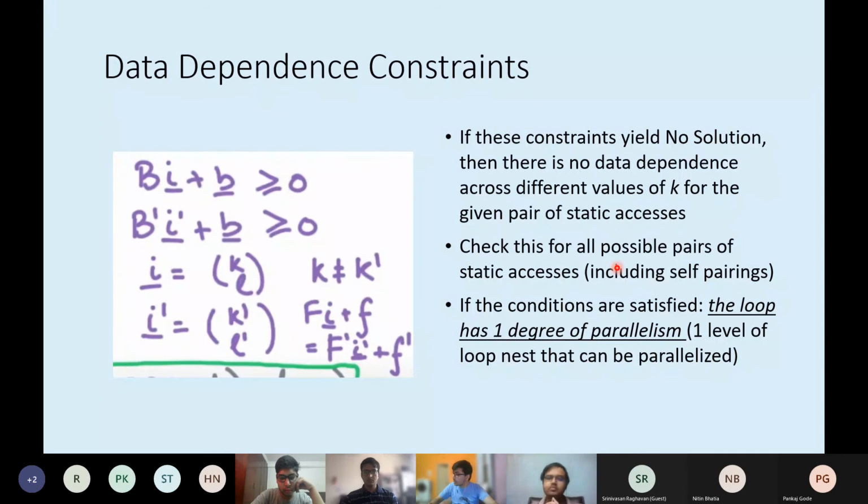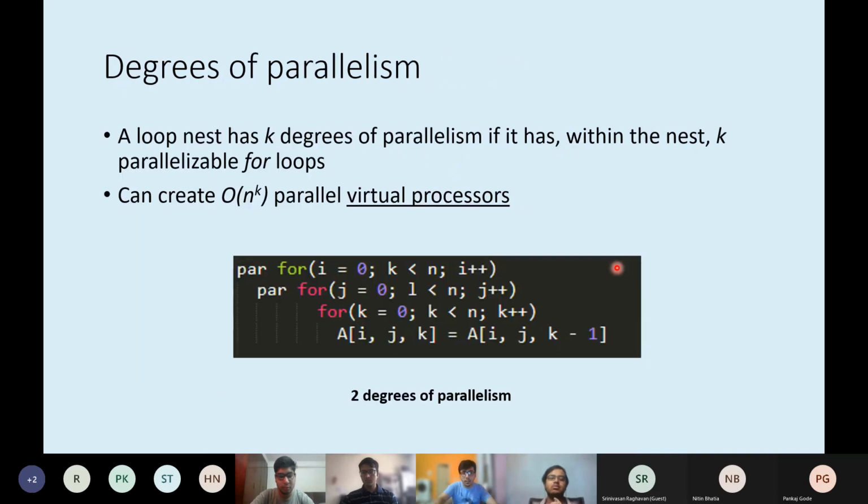If the given conditions are satisfied, we say that this loop has one degree of parallelism, because one level of the loop nest can be parallelized. A loop nest has k degrees of parallelism if it has within the nest k parallelizable for loops. In that case, we can create order n to the power k parallel virtual processors.